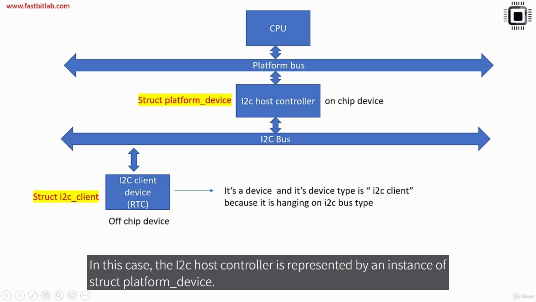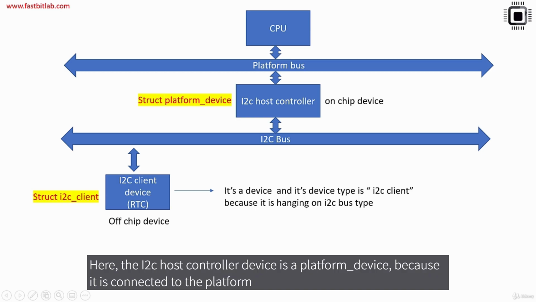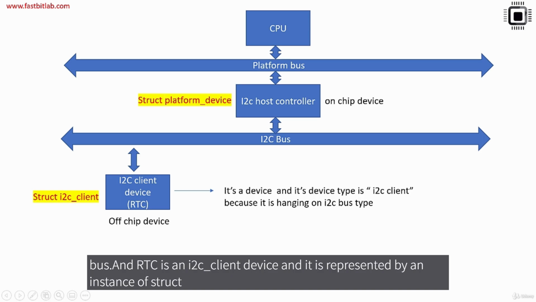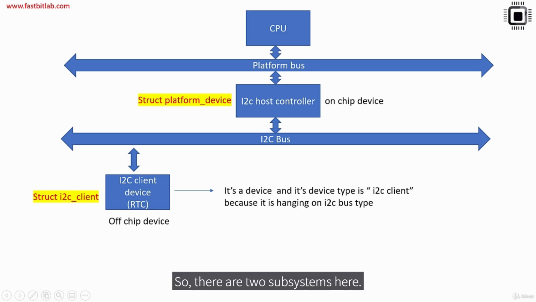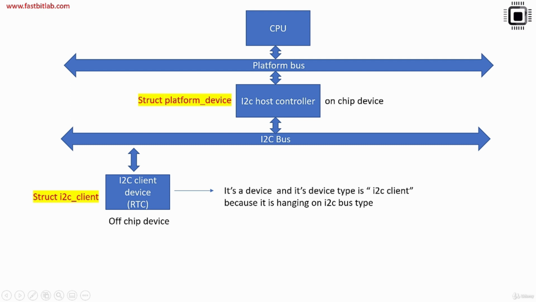In this case, the I2C host controller is represented by an instance of struct platform_device. Here the I2C host controller device is a platform device because it is connected to the platform bus, and the RTC is an I2C client device, represented by an instance of struct i2c_client. So there are two subsystems here. One is the I2C subsystem and another one is the platform subsystem.